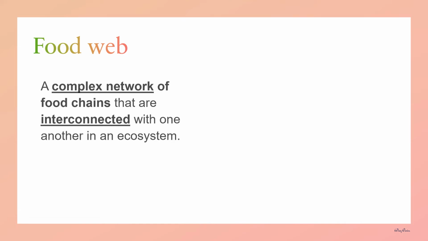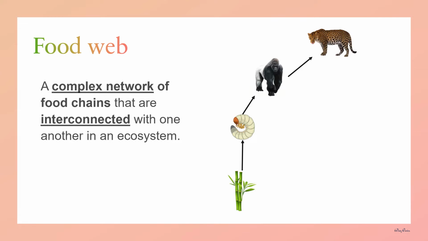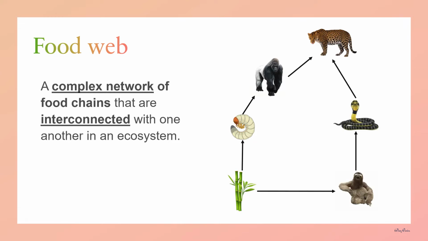Food web is a complex network of food chains. They are interconnected with one another in an ecosystem. It means they show the interconnection between more than one food chain. So let's continue with the previous example. If we study one food chain in the tropical rainforest, we can notice that the producers can be the food source for more than one type of organisms, such as here it can be the food source for grubs. At the same time, it can be the food source for other animals. So for instance, now we have two food chains.